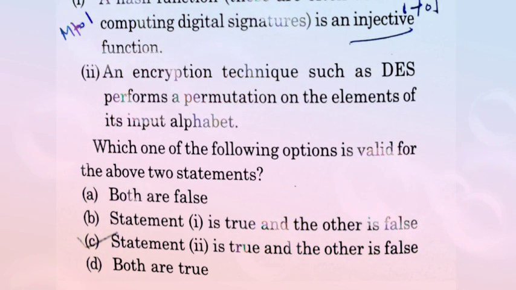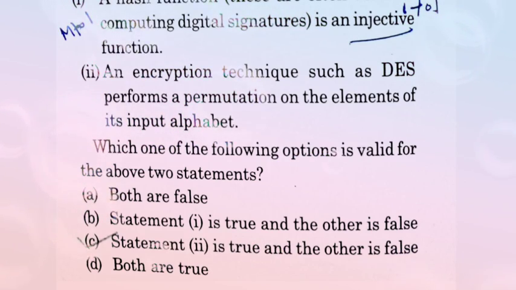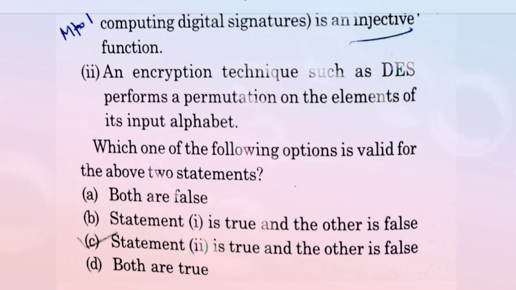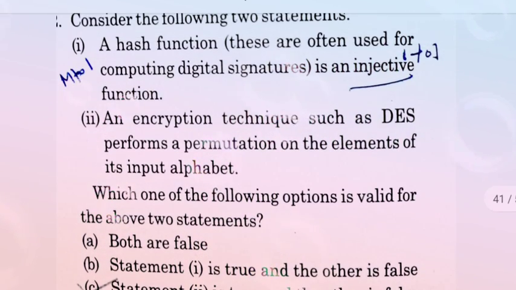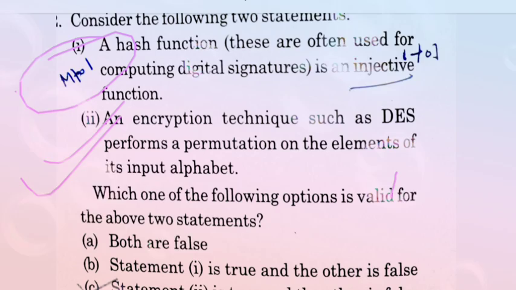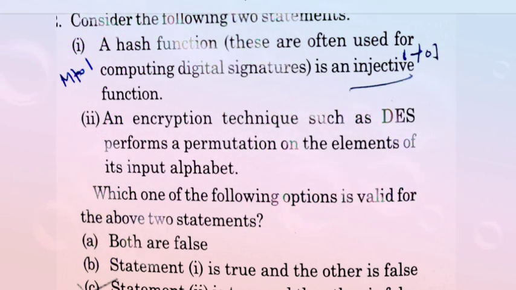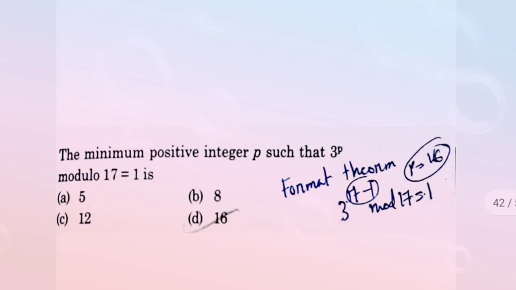Which of the following options is valid for the above two statements? Option A, both are false. Option B, statement one is true and the other is false. Option C, statement two is true and the other is false. So here option C is correct. Why? Because we know that in the case of a hash, a many-to-one function is used. The second statement is correct, and the first is false. So option C is your correct answer. Now come to the next question.